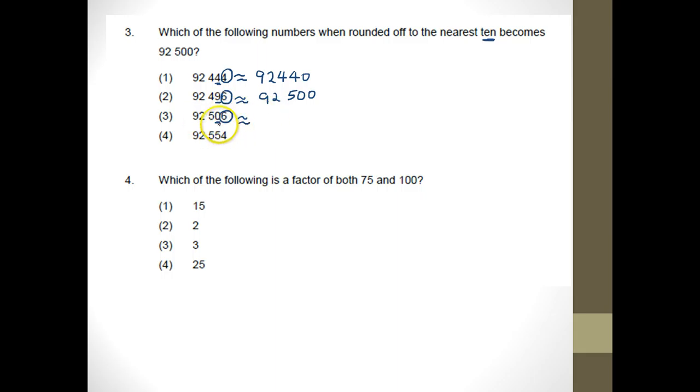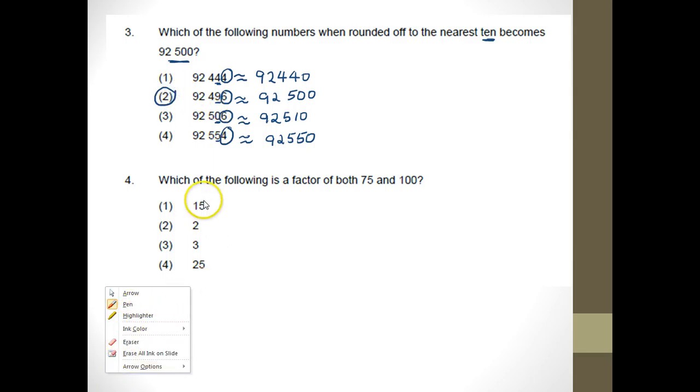And this 92,506 when rounded to the nearest 10 will be 92,510. This will be 92,550. So the nearest 10 to 92,500 would be option number 2.